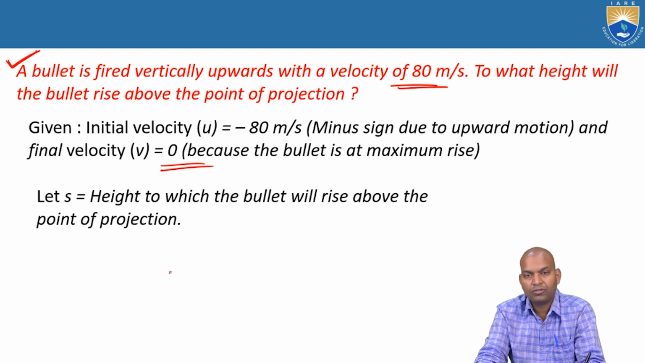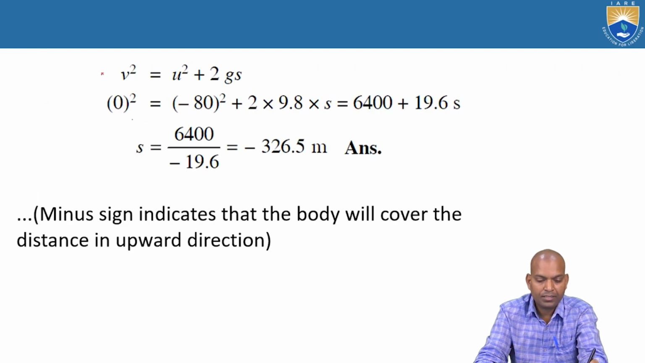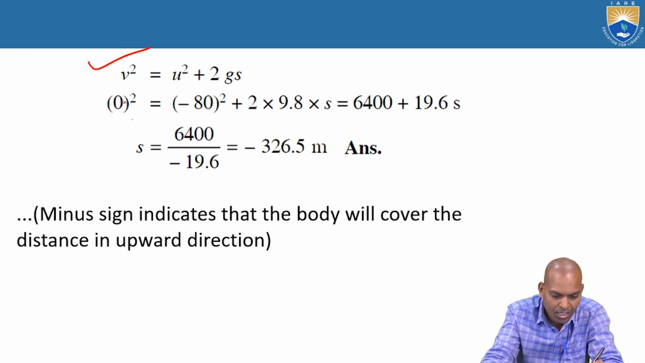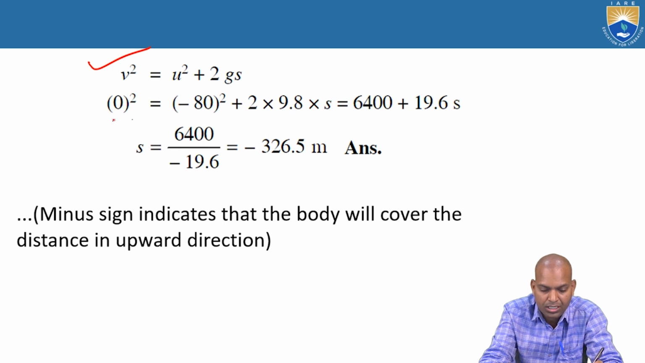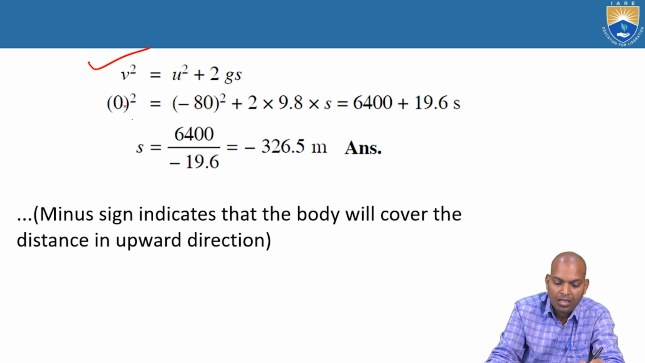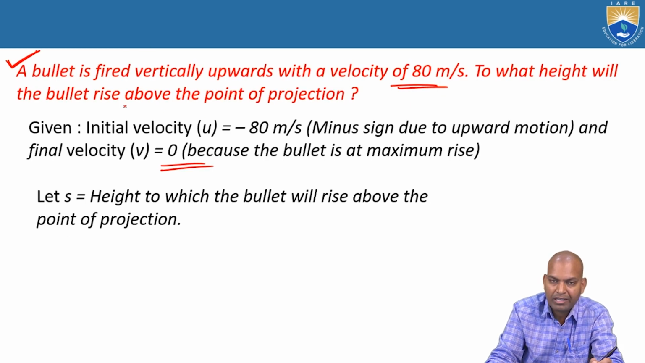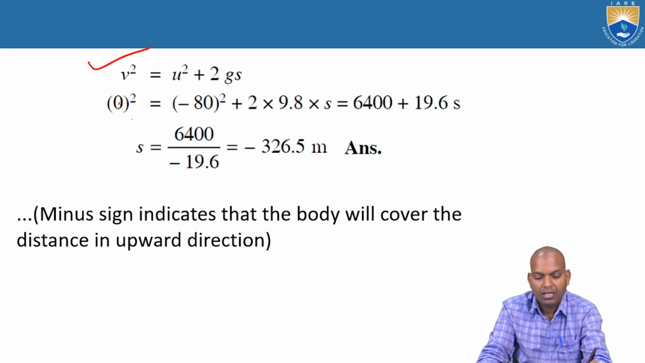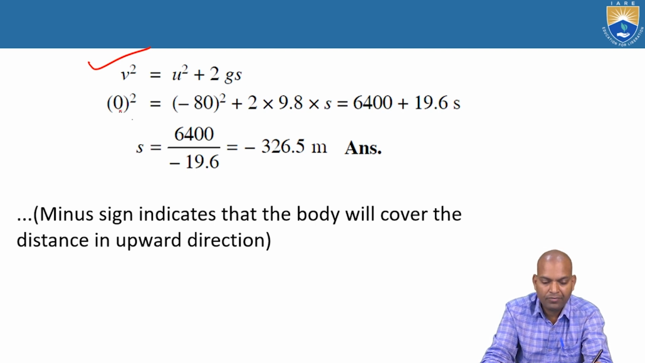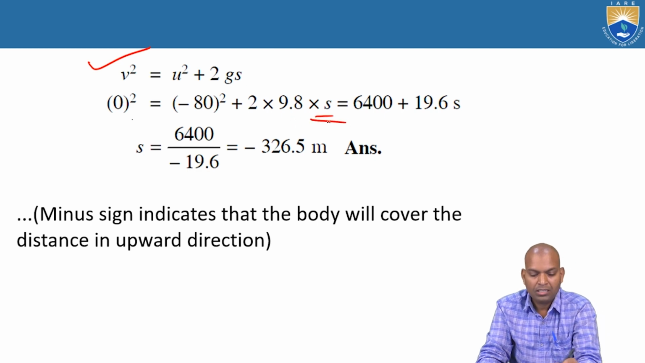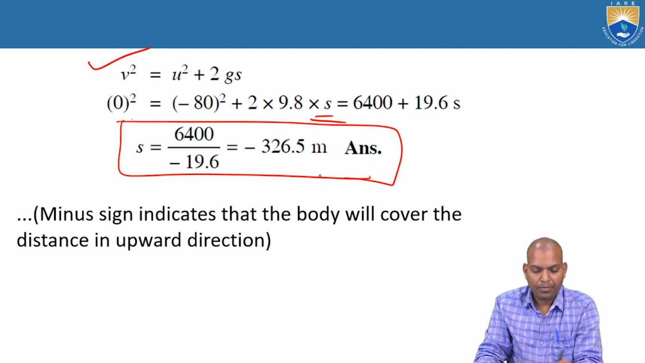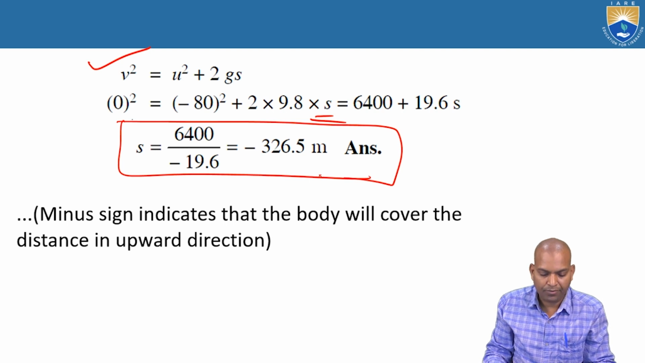The equation is v² = u² + 2gs. That is the equation of motion, where v = 0 and u = -80, so we have (-80)² + 2 times g, 9.8, times s, where s is the height. Now the height to which the bullet rises from the point of projection: substituting, the final velocity is 0, initial velocity is -80, 2 times g, 9.8, and s. The s value is obtained as -326.5.